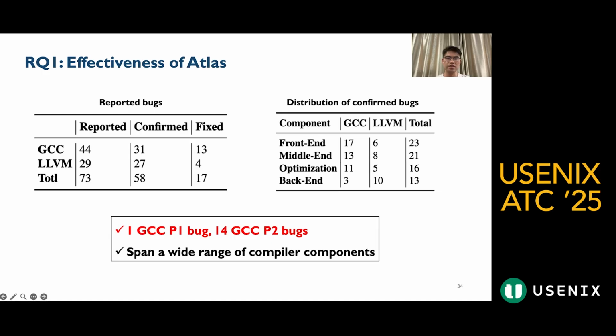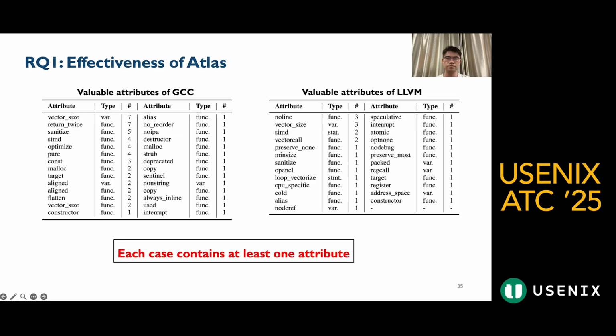So, how well does Atlas find bugs? In total, Atlas reported 73 bugs in GCC and LLVM. Out of these, 58 were confirmed by developers, including 1 P1 priority and 14 P2 priority bugs. These bugs affected a wide range of compiler components. We also analyzed which attributes contribute to finding these bugs. It turns out that every single test case involved at least one attribute, and GCC cases actually used more attributes than LLVM cases.